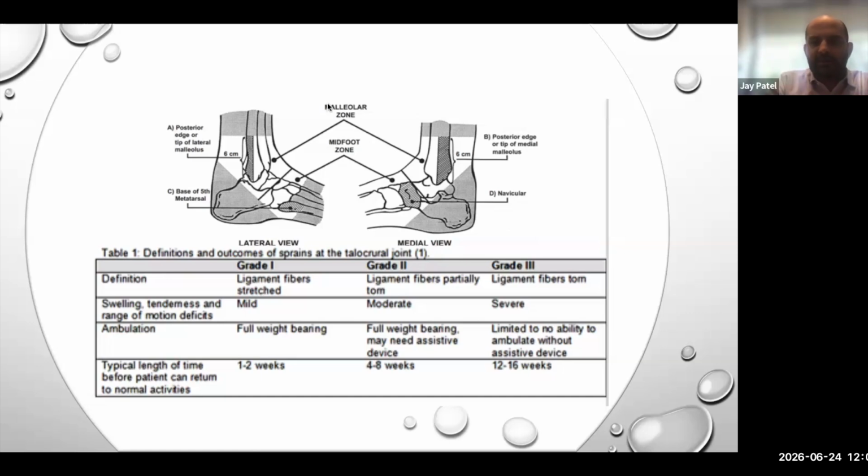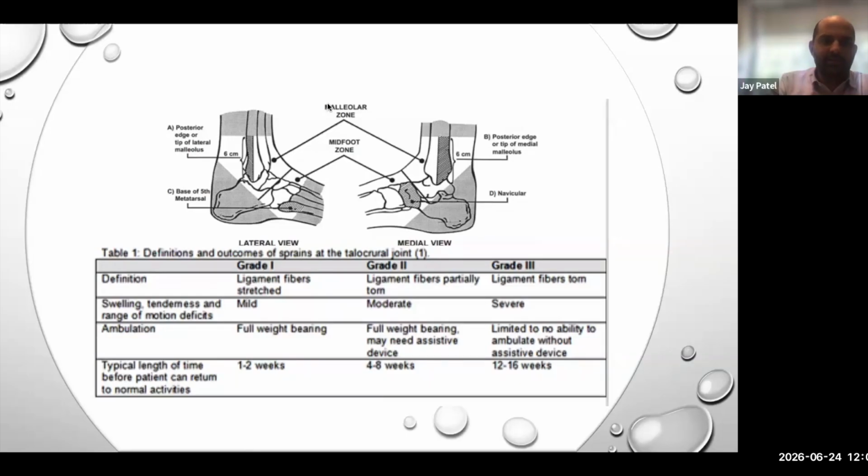Grade three is more of a severe ligament sprain. This can involve complete disruption or rupture of one or more ligaments. They have pretty decent instability on exam, often significant edema, and they have a pretty difficult time weight bearing. Some of it is a little bit subjective, right? How do we grade swelling, mild, moderate, severe? It all depends on what we have seen in clinic, in our practice.